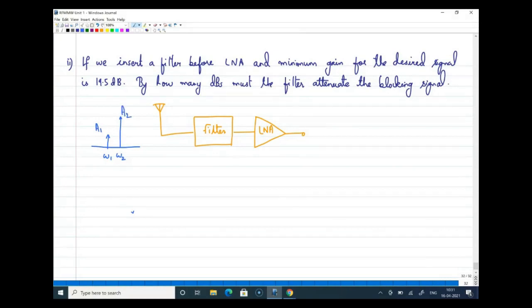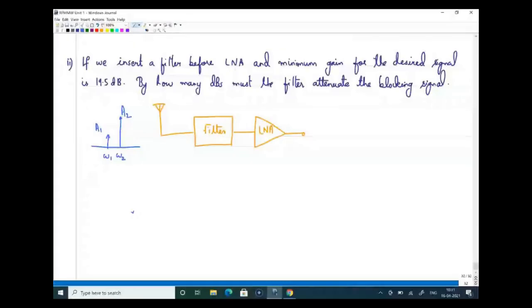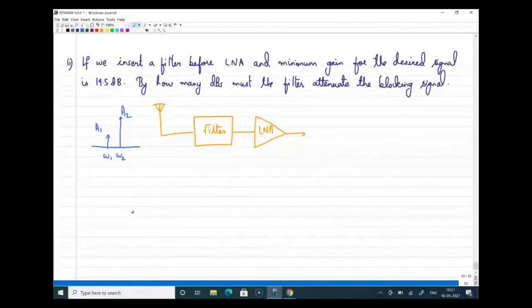Now the filter is constructed in such a way that... Anish, you're giving the answer for this part as 2.6? Can you check that again?